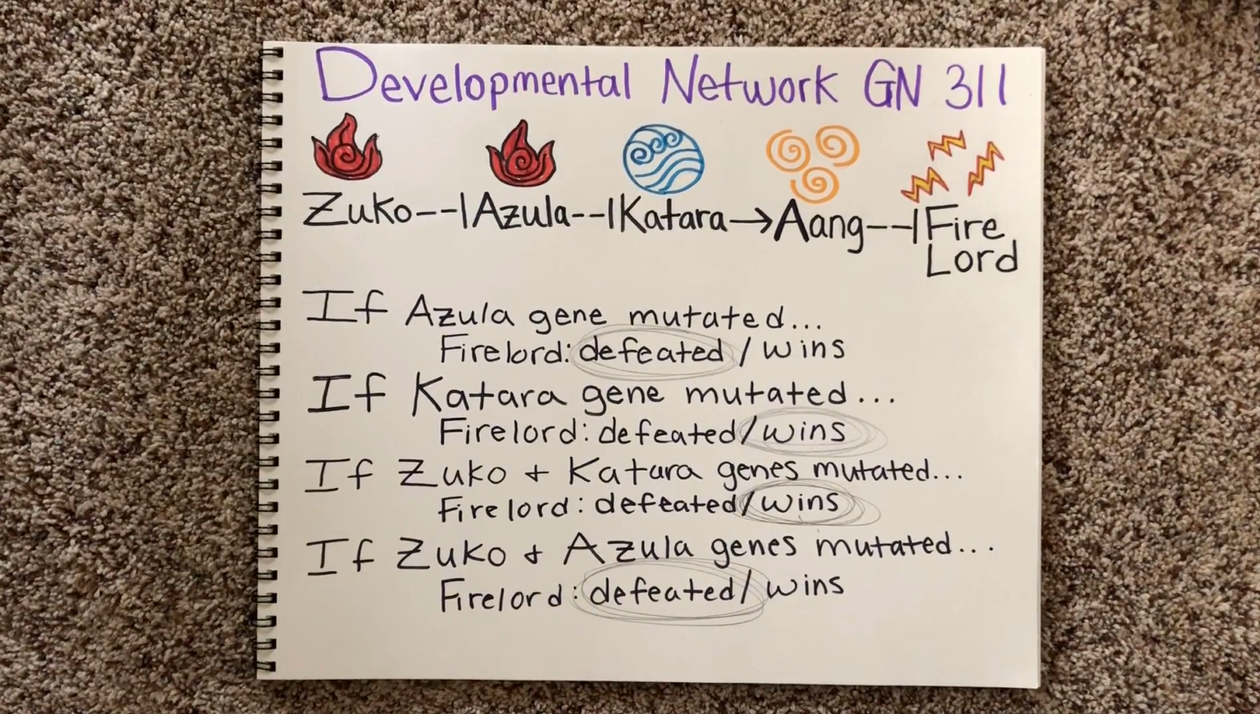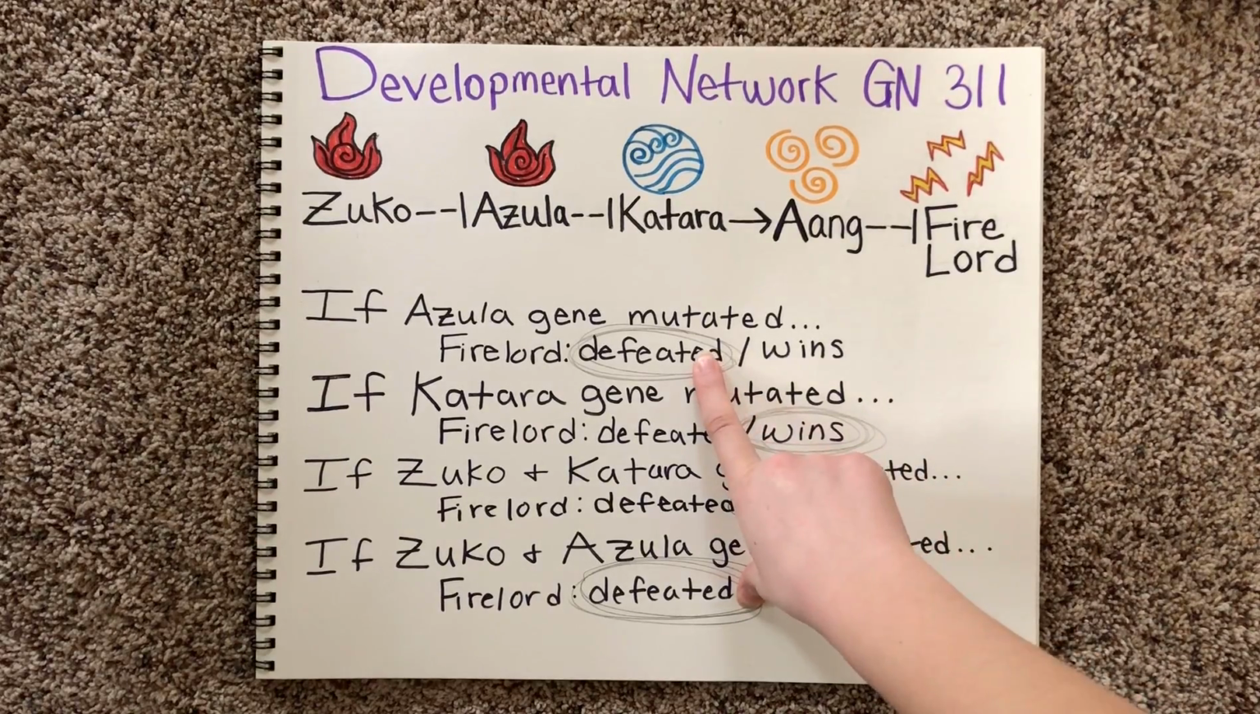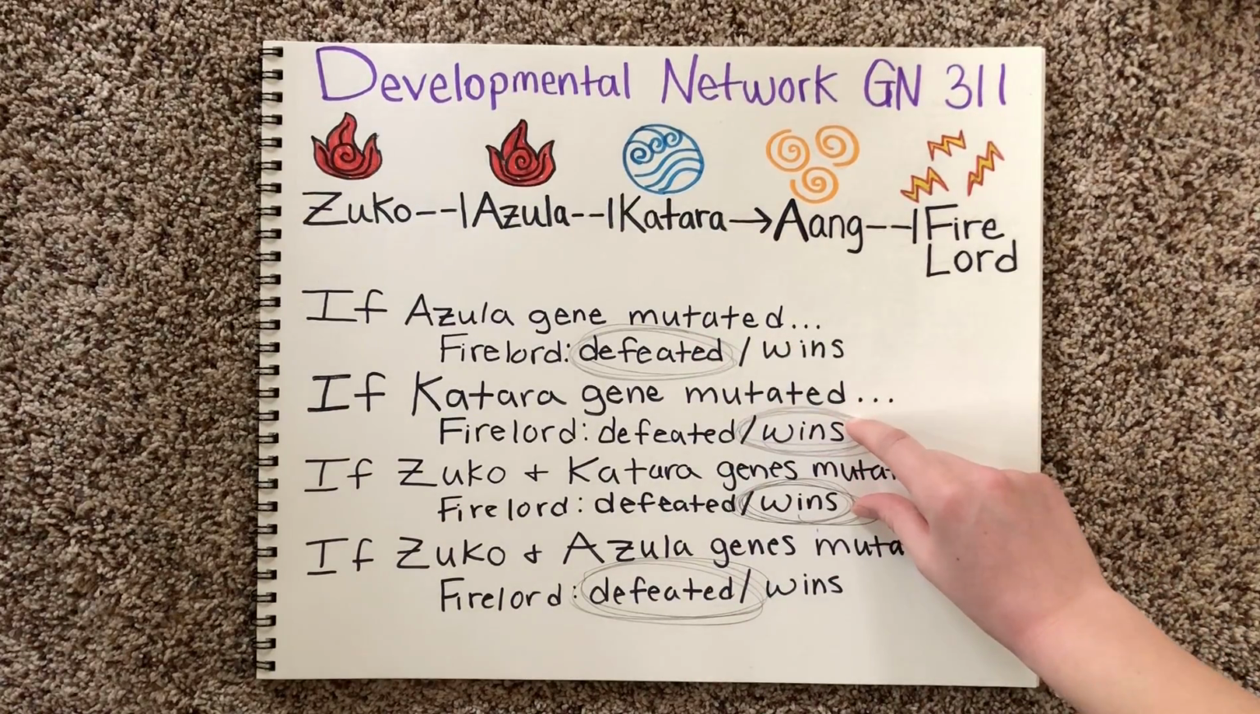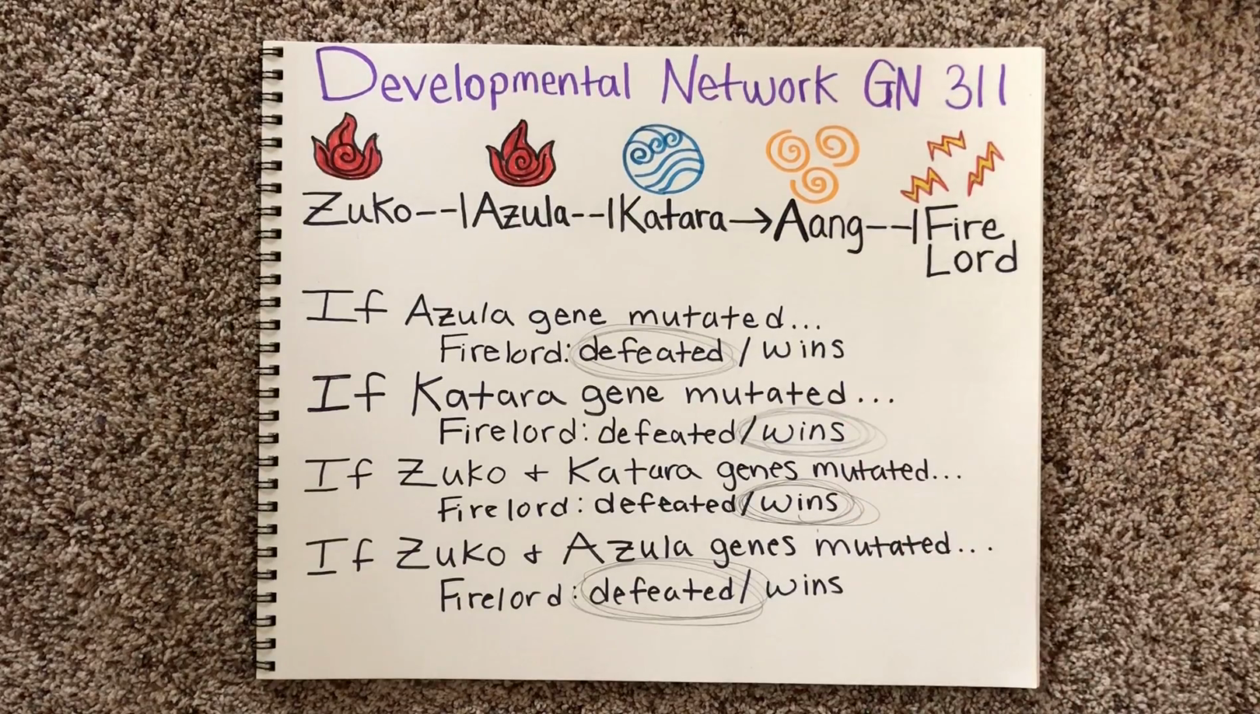And so an example like this shows how having different developmental pathways and different genes in the pathway can sometimes lead to different phenotypic expressions. In these two cases, it ended up with the same phenotypic result as our original pathway, but these two mutations resulted in the Fire Lord not being inhibited and him winning or being expressed. This shows an example of how you can work through a developmental network to find out what the ending expression will be and how the genes influence one another.